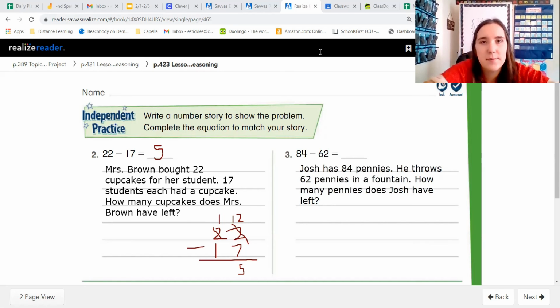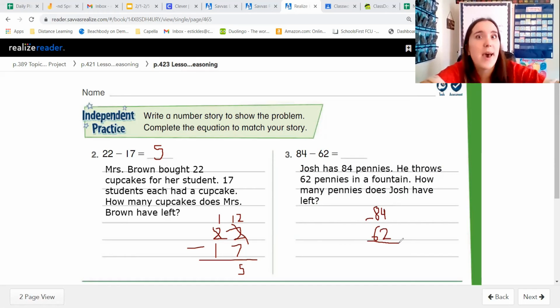So let's see. I have 84 minus 62. 4 minus 2. I don't have to regroup. I can do 4 minus 2. 4 minus 2 is 2. And 8 tens minus 6 tens is 2 tens. So Josh has 22 pennies left after he throws 62 of them in that magic wishing fountain. Nicely done. Let's go ahead and turn the page and do a couple more problems.